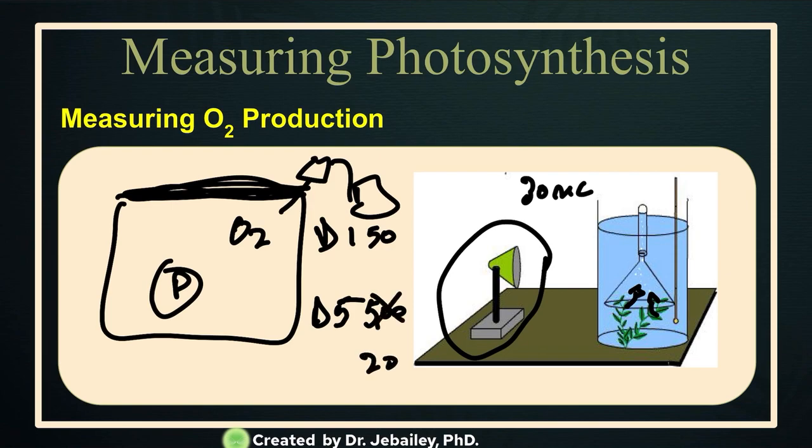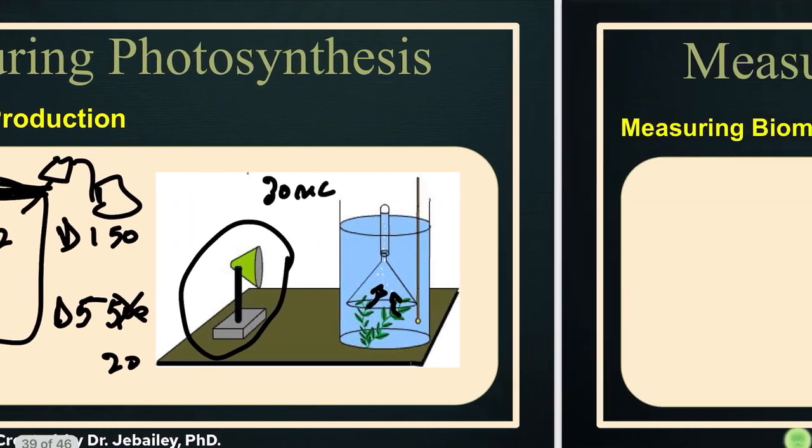The plant was not doing photosynthesis, because if there is no oxygen out, that means there is no production of photosynthesis and there's no oxygen release. So this is another way to measure oxygen.